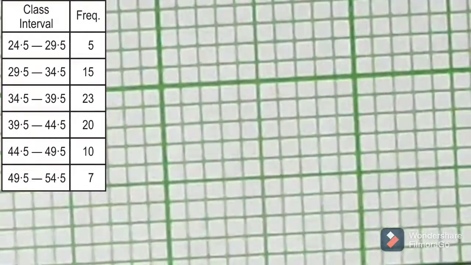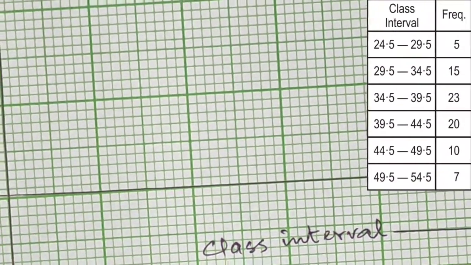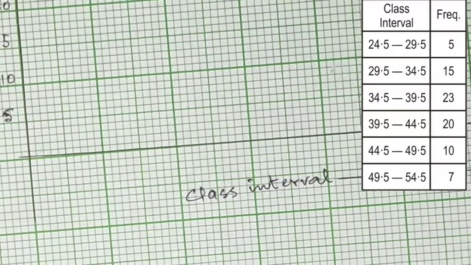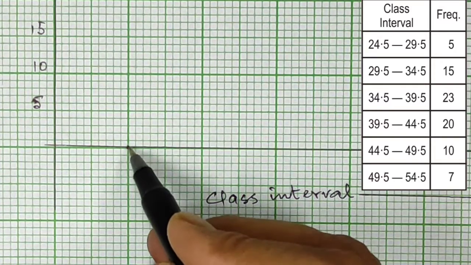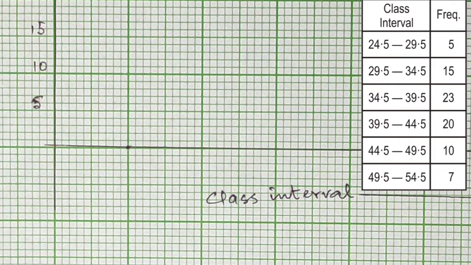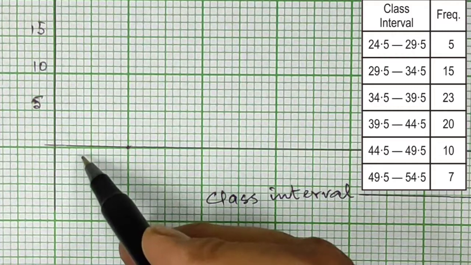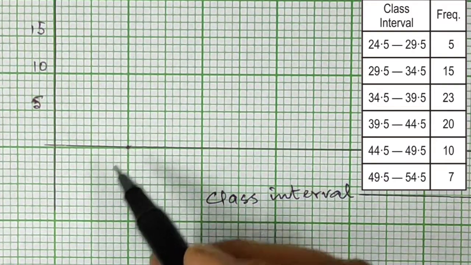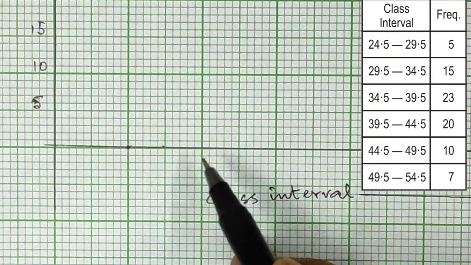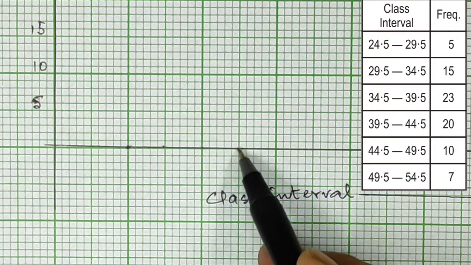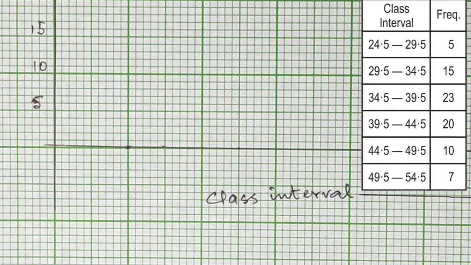But along the x axis our observation starts from 24.5. How will you measure 24.5? To do that we will start from here, that will be our 24.5, or you could start from here. I am leaving a little more space. I am starting from here, that is 24.5. Therefore 24.5, next is a 5 unit difference, 29.5, 34.5, 39.5, you can move.